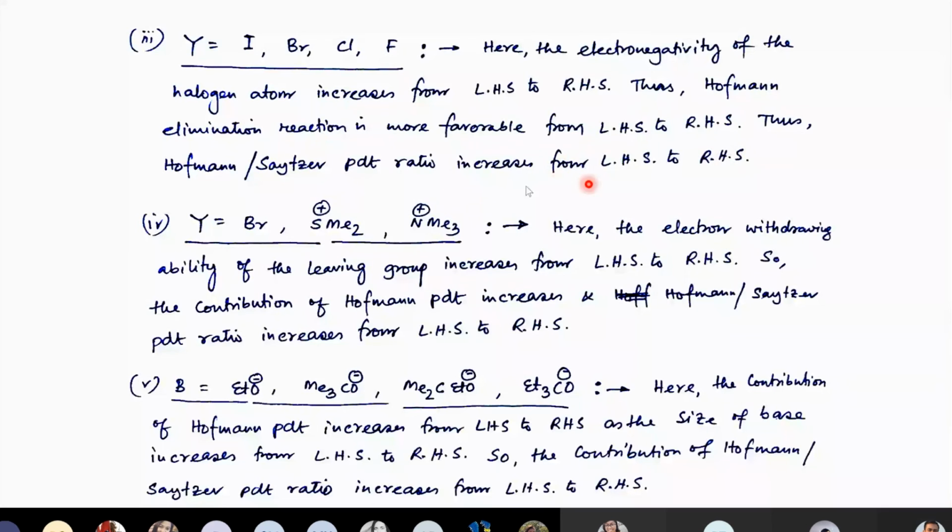Okay. These factors are available in the book of Peter Sykes. Today's class is mostly available in the Peter Sykes book. Okay.